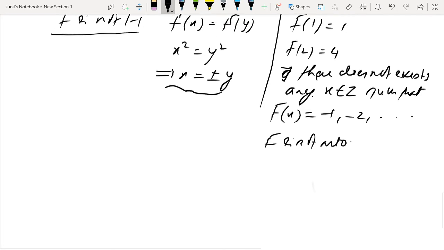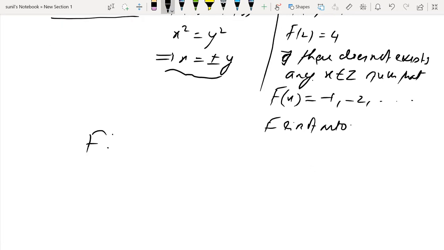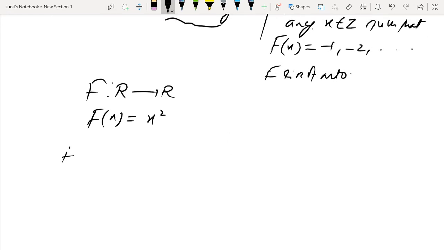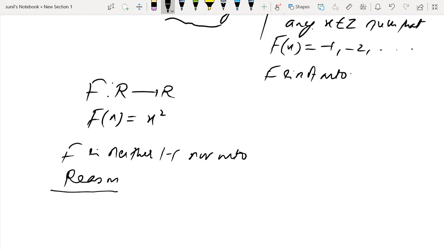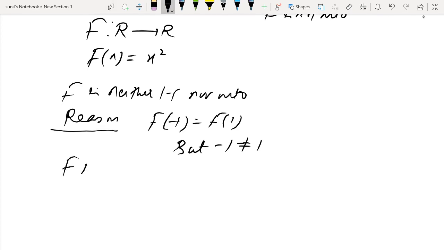Now what happens if I replace this function, the same function f from R to R, with f(x) equal to x square? Again I will say that f is neither 1-1 nor onto. The reason is very specific. Again, negative numbers and positive numbers have the same image, that is f at minus 1 is equal to f at 1, but minus 1 is not equal to 1. So you can easily say this, and also f is not onto.